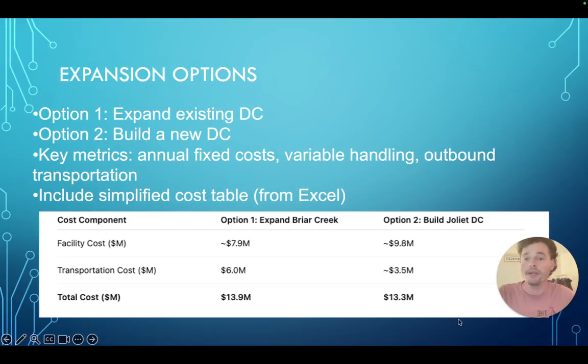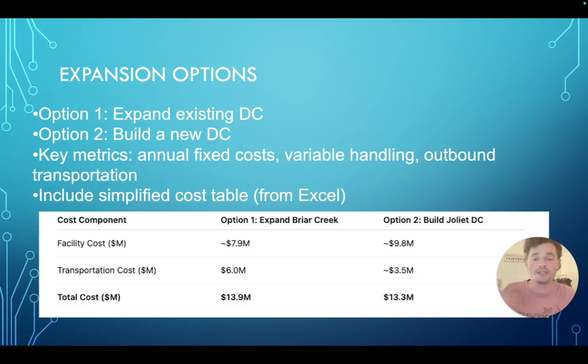All right, so now we will be looking at the expansion options. So we compare two strategic choices. So that's either expanding an existing DC or opening a new facility. So using the provided data, we calculated the facility and the outbound transportation costs for both.